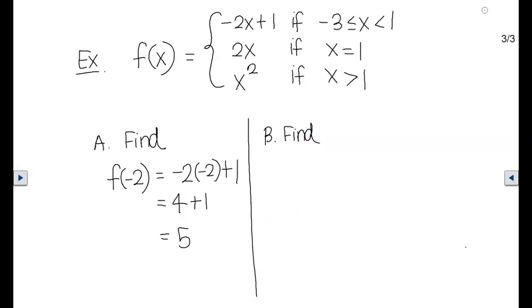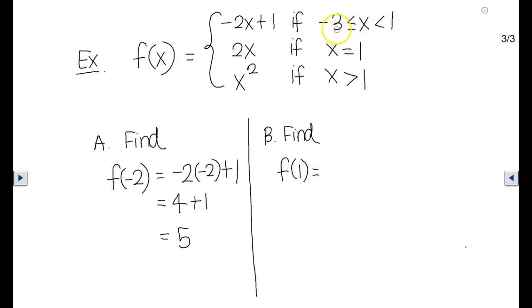Let's find, using this same function, f of 1. So notice my input, my x value, the member of the domain that I want to use is 1. What I have to do to figure out which piece, which rule to use, is look at that number 1 and see which domain it fits. Is negative 3 less than or equal to 1? Yes. Is 1 also less than 1? No. So 1 does not fit this domain.